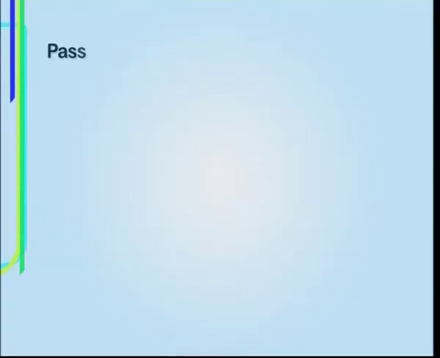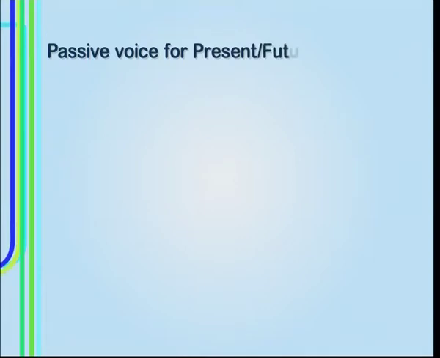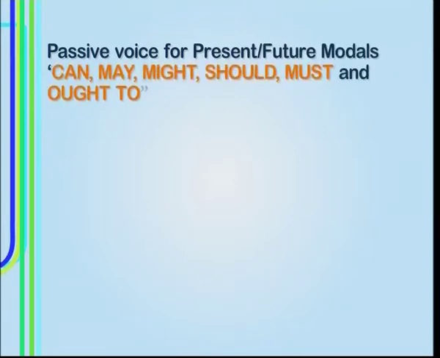The places of subject and object in a sentence are interchanged in passive voice. The third form of the verb, that's the past participle, will be used only as the main verb in passive voice. Now to change sentences having a present or future modal into passive voice, the auxiliary verb be is added after the modal in the sentence. Passive voice for present or future modals: can, may, might, should, must and ought to. Auxiliary verb in passive voice: be.